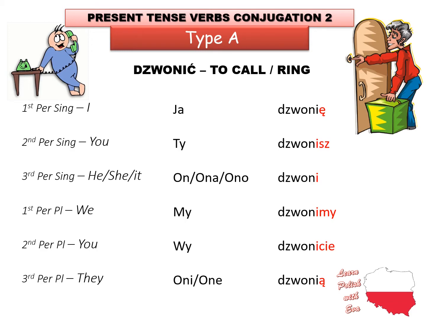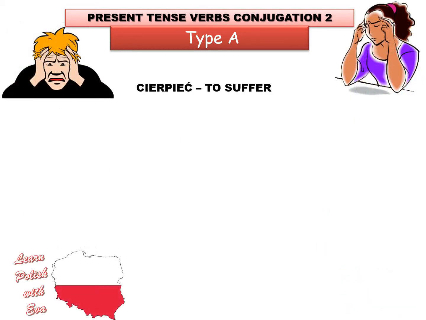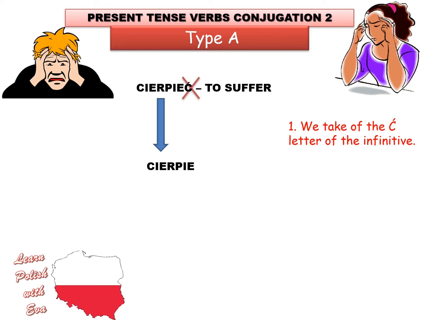Let's look at another verb. So, cierpieć, to suffer. That is a very dramatic verb, but it's going to be very good because I have a couple of things to explain to you. What do we do first? Yes, we take off the letter -ć of the infinitive. So we are left with cierpie, the stem.